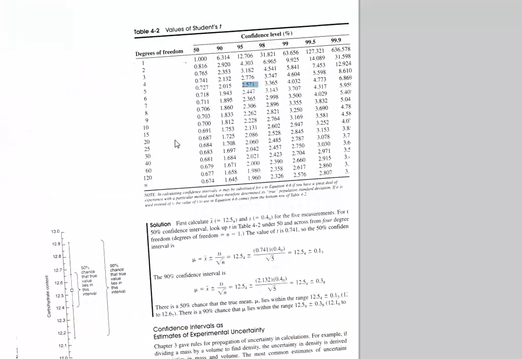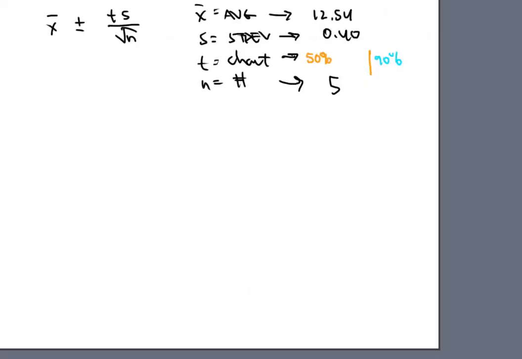Here we go. There's a chart. I need 50%, so there's my 50. And I said I had 5 measurements, but be careful. 5 measurements means 5 minus 1, 4 degrees of freedom. So I need to go to the 4 row, and I come across, and there is my degrees of freedom at 4, and that is a 0.741. So here on my sheet of paper, 0.741 is the number that I will use for my 50% confidence interval.